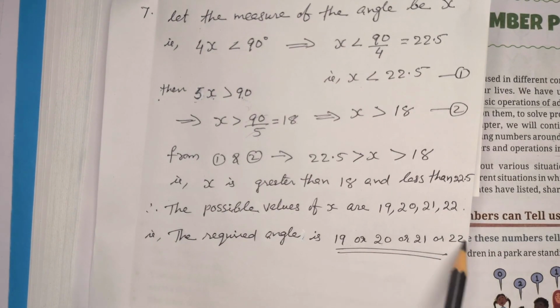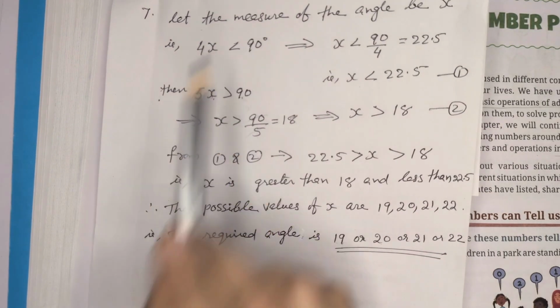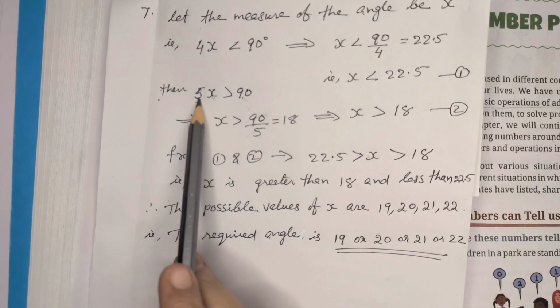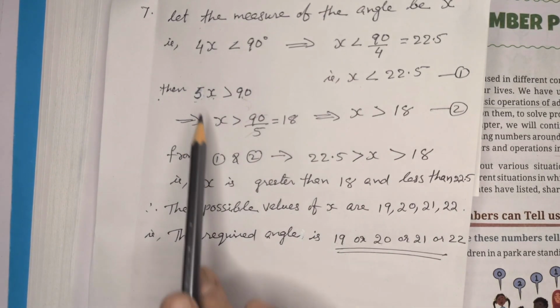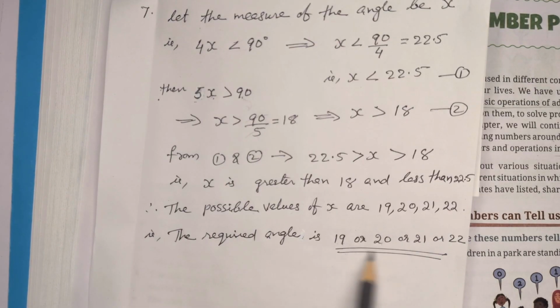If we take any of these angles, these two conditions will be satisfied. If you multiply with 4, it will be less than 90. 4 into 22, that is also less than 90. 5 into 19 or 5 into 22, that will be greater than 90. So the required angle will be any one of these measures.